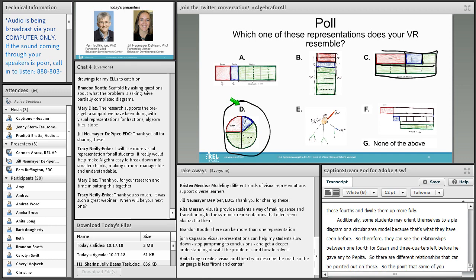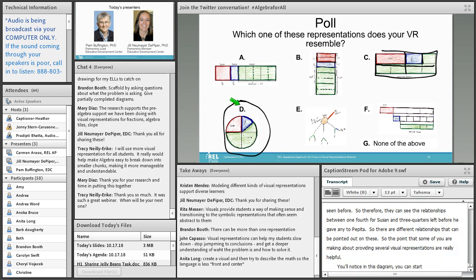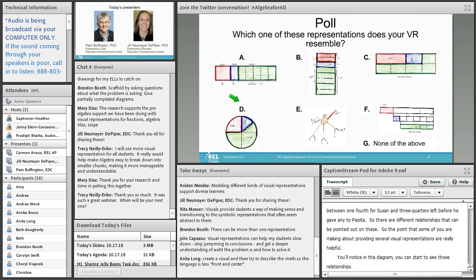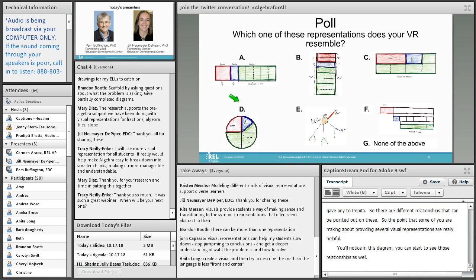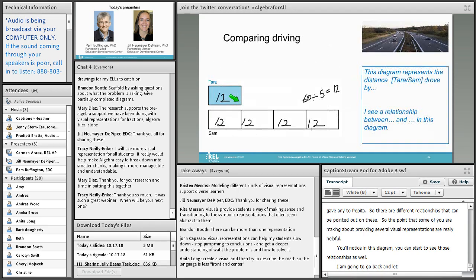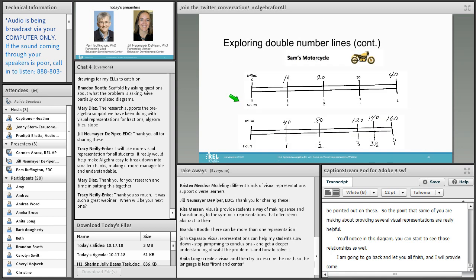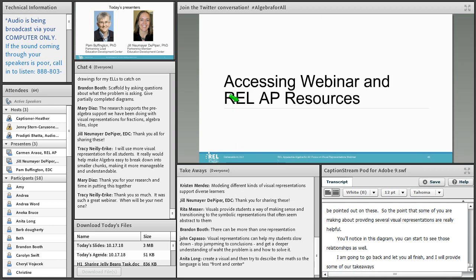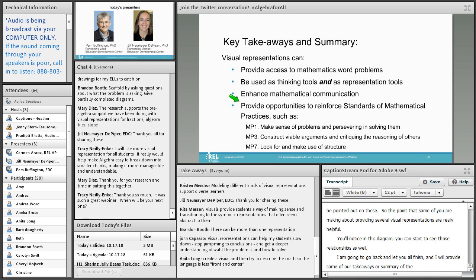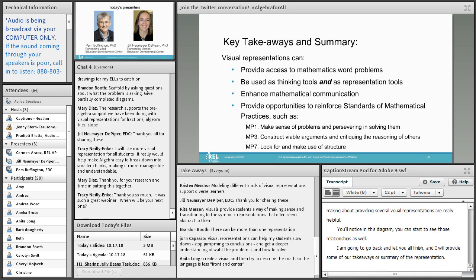So the point that some of you are making about providing several visual representations are really helpful. You'll notice in this diagram, you can start to see those relationships as well. I'm going to go back and let you all finish, and I'll provide some of our takeaways or a summary of the representation.